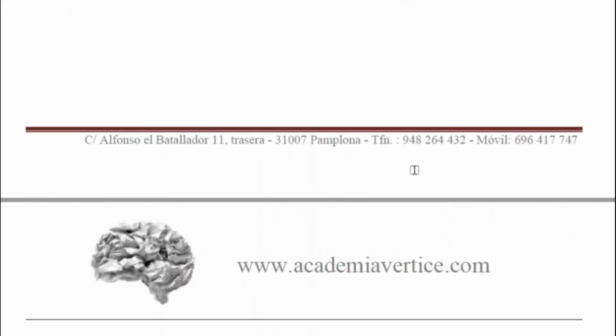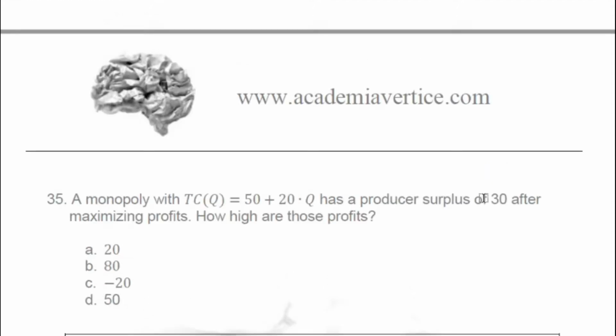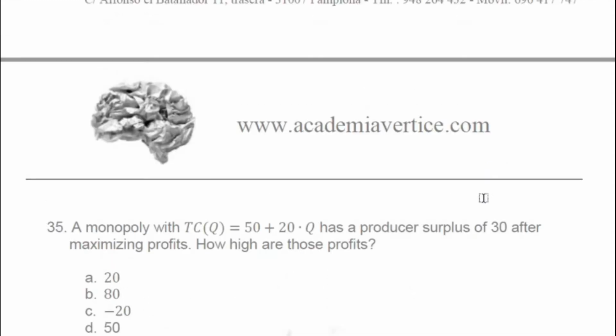Now 35th. A monopoly with this total cost has a producer surplus of 30 after maximizing profit. How high are these profits? This is a great question. I usually tell you that there is a strong relationship between the profits and the producer surplus, that we use commonly in monopoly, because in monopoly the unique producer is a monopoly.